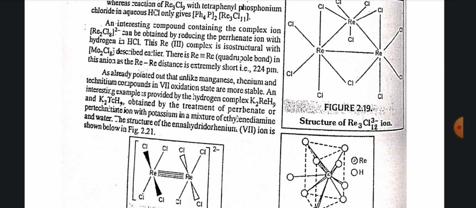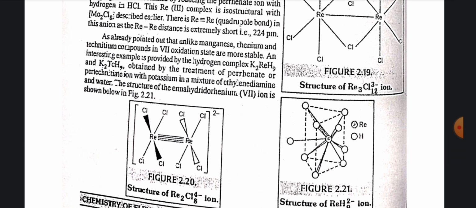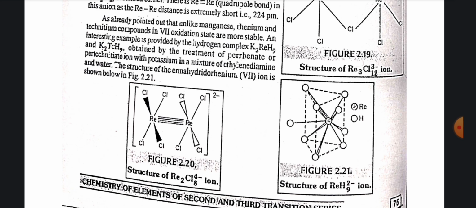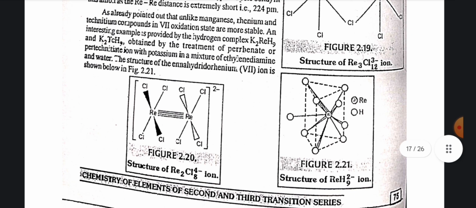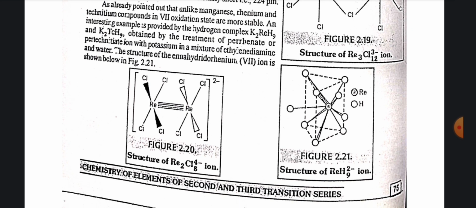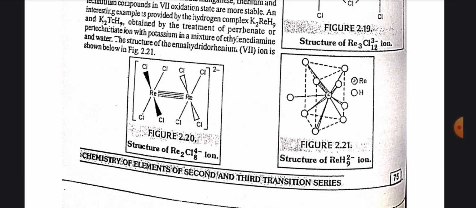There is a Re triple bond Re in this anion, as the Re distance is extremely short. As already pointed out, unlike manganese, rhenium and technetium compounds in the 7 oxidation state are more stable. An interesting example is provided by the hydrogen complex K2ReH9, obtained by treatment of perrhenate or pertechnetate ion with potassium in a mixture of ethylenediamine and water.